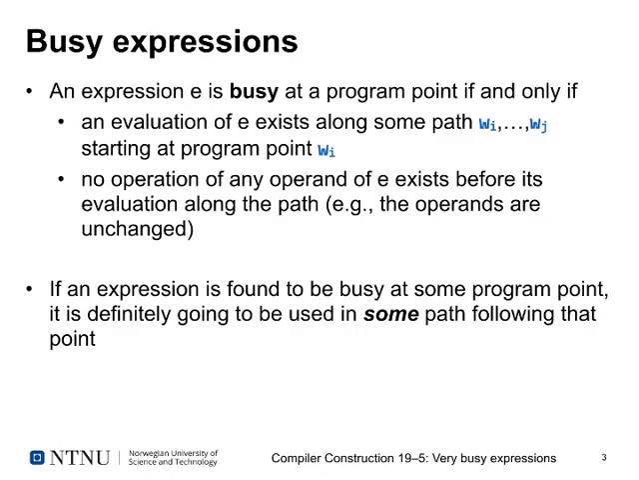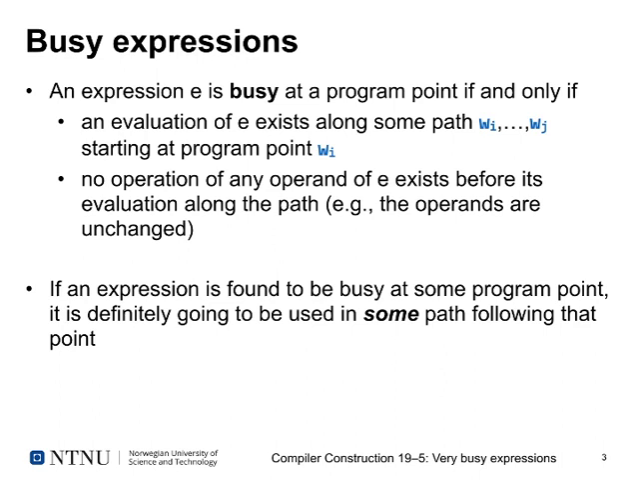So today's topic is busy expressions, and we say that a given expression E is busy, so we call it busy at a program point, if and only if 2 conditions hold. The first condition is that an evaluation of E exists along some path Wi to Wj of program points, which starts at that program point Wi. So at least one path starting at Wi, we have an evaluation of the expression.